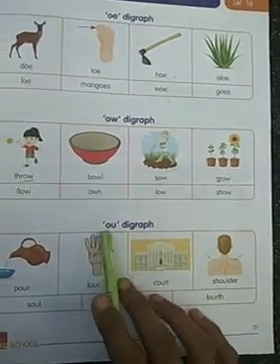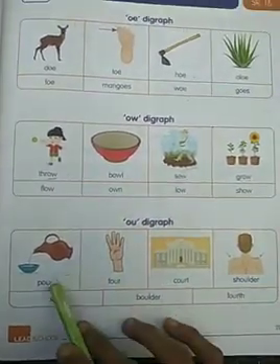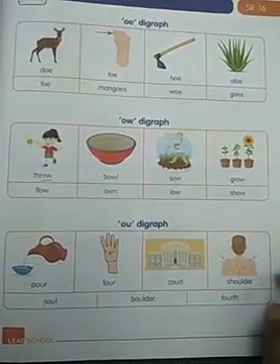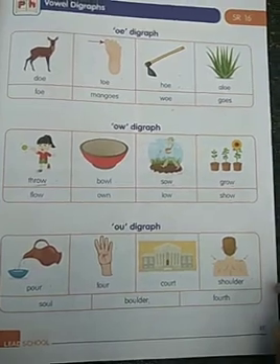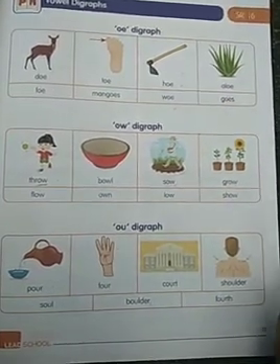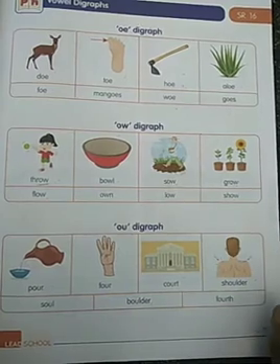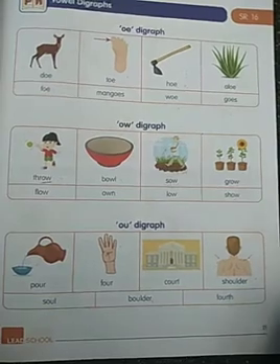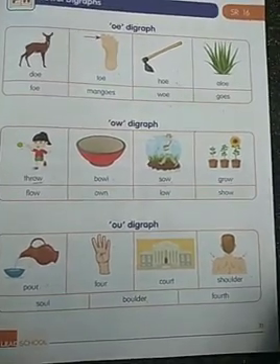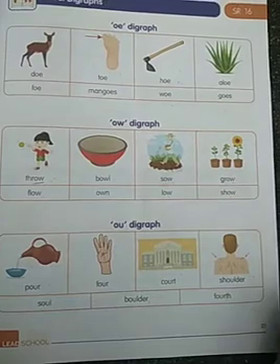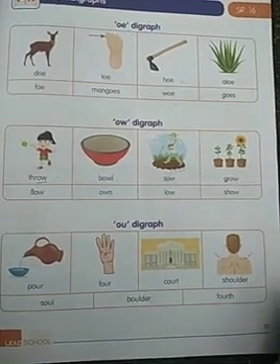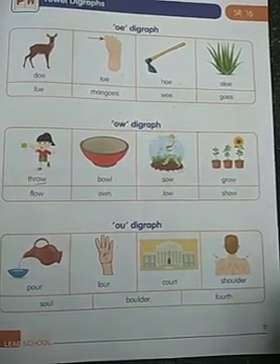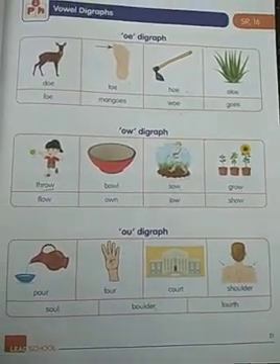Can you say some other words with OU? Like bird, fur, court, shoulder. Can you say some other words? Yes, loud. Loud. Next. Any other? For. Then pour. Or. Okay, these are some other words.